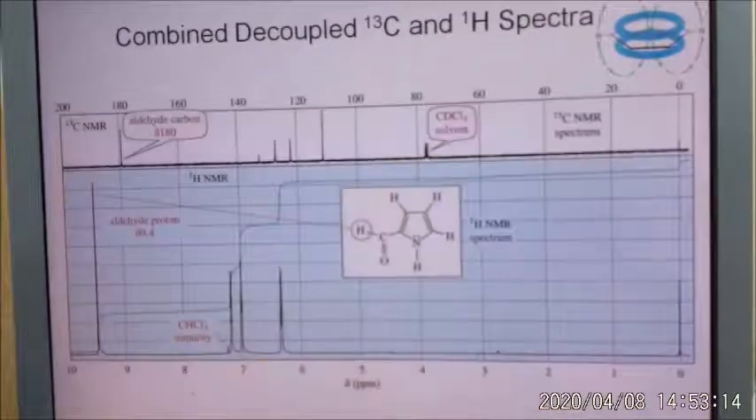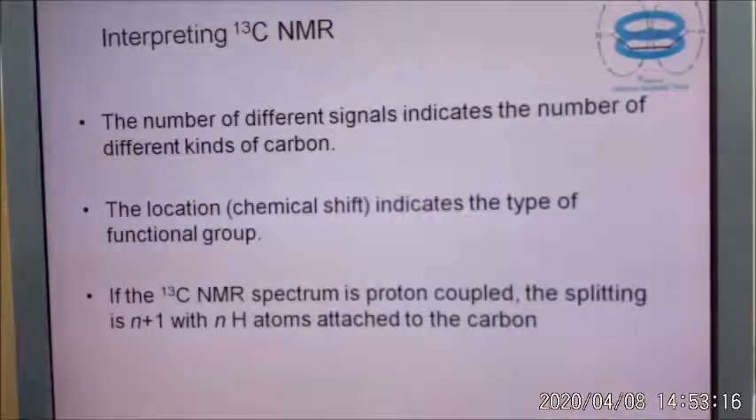Let's see, we already saw this guy. All right, interpreting. The number of signals tells you the different types of carbons. The location will tell you the environment. And the splitting will tell you how many hydrogens are on that carbon.